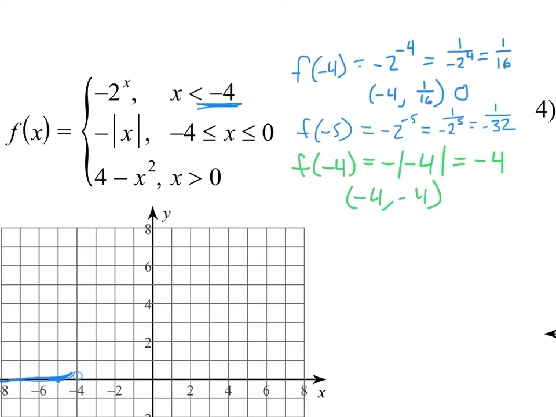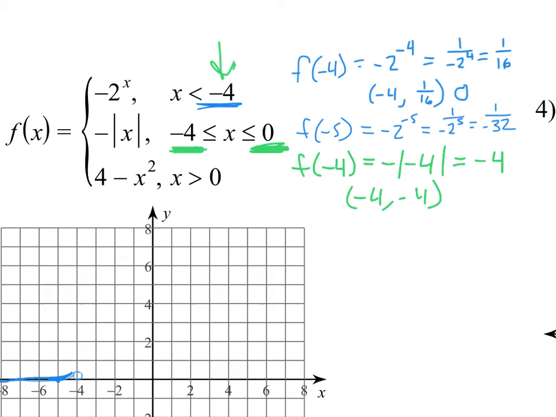Wait, why did you plug in -4 and not like 1? Because we always start by plugging in the parameters that it gives us. So here it gave us -4, so we start by plugging in -4, and then we can plug in something less than -4. So here it gives us 2 parameters to start, so we're going to start by plugging in those 2 numbers. Oh, okay.